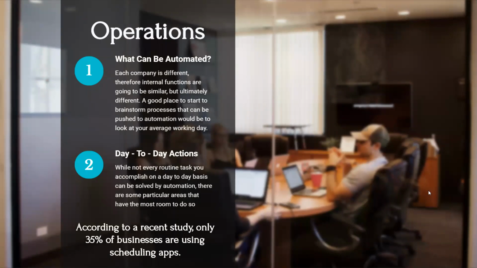A good place to start the brainstorming process would be look at your average working day. So here's some food for thought. Are you currently using a scheduling app to schedule all your meetings? Did you know you can use an online scheduling app and all you'll have to do is click and sign on to the meeting at that time? According to a recent study, only 35% of businesses are using scheduling apps. So I ask you, how simple is your scheduling process?